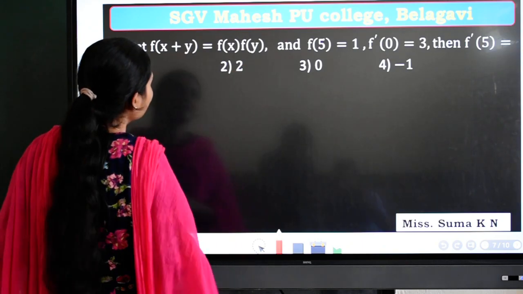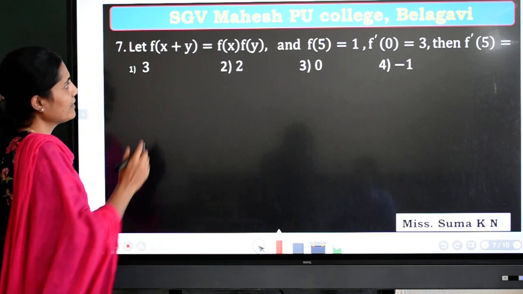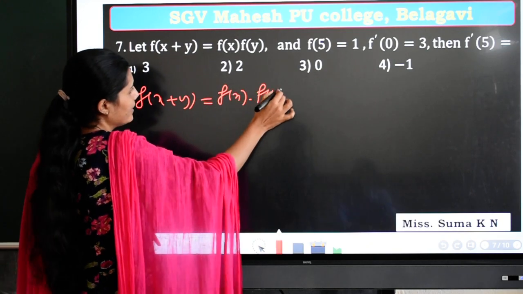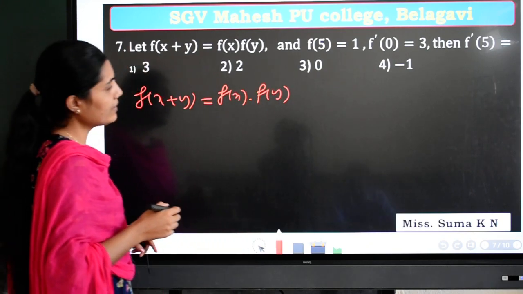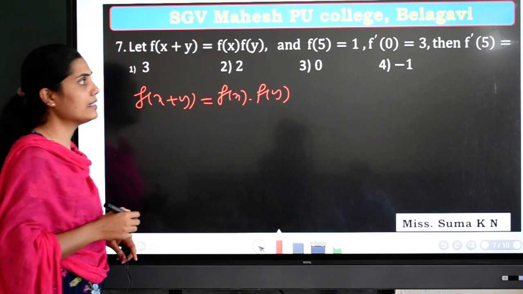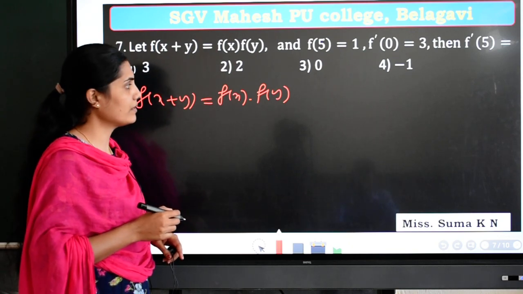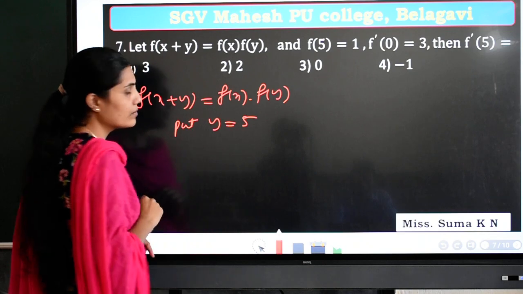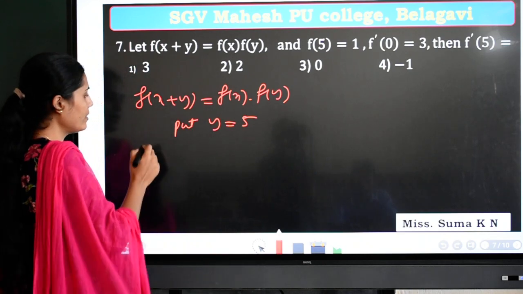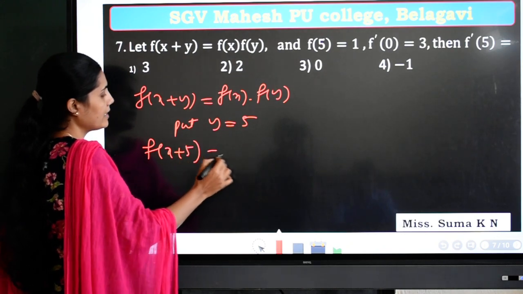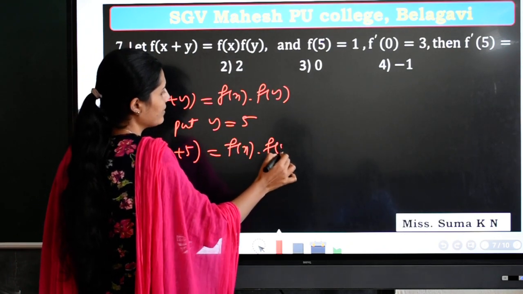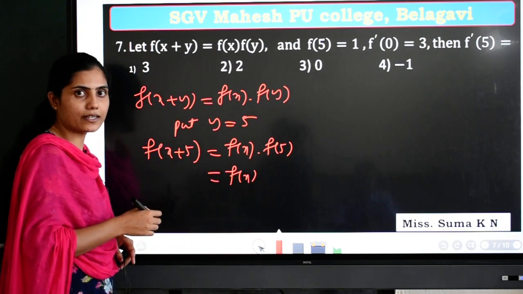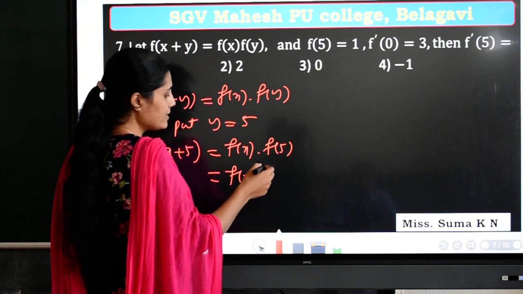F of x plus y is equal to f of x into f of y. F of phi is given and f dash of 0 is given, that is 3. They are asking to calculate f dash of phi. Now here let us put y is equal to phi. Just substitute y is equal to phi. What you will get? See here, f of x plus phi is equal to f of x into f of phi. Why? Because the given data f of phi is given. Now we are going to use it here. F of phi is given as 1.